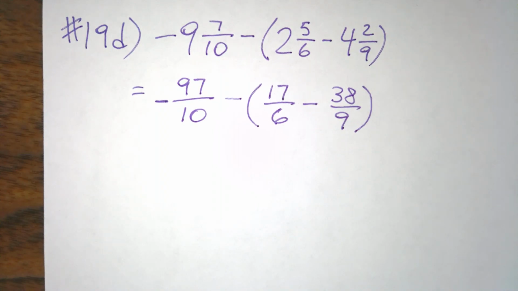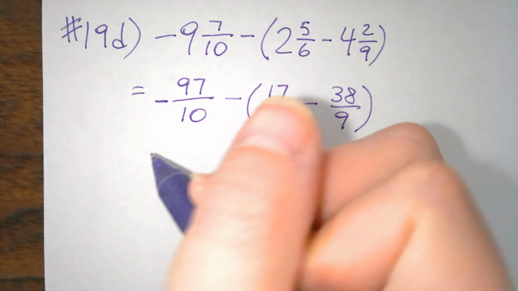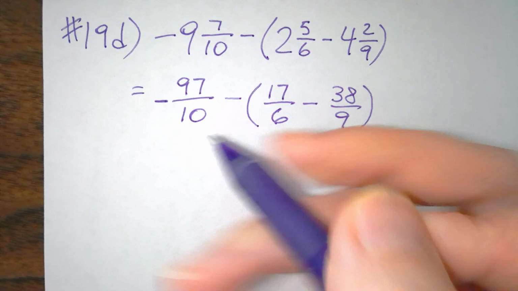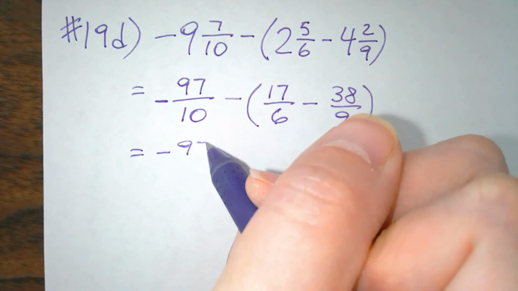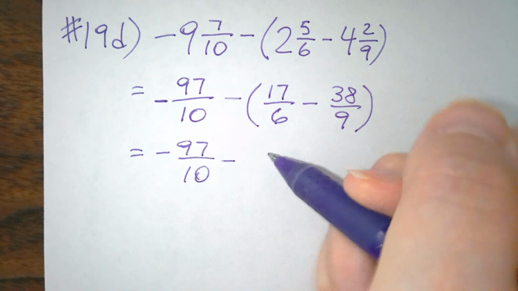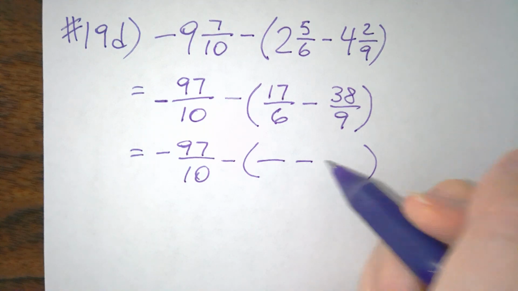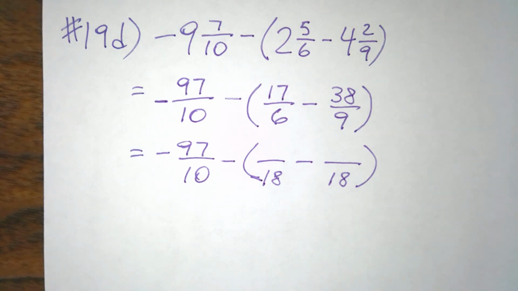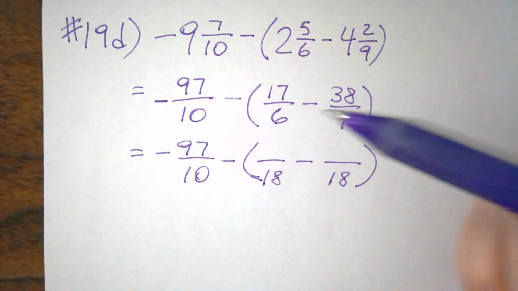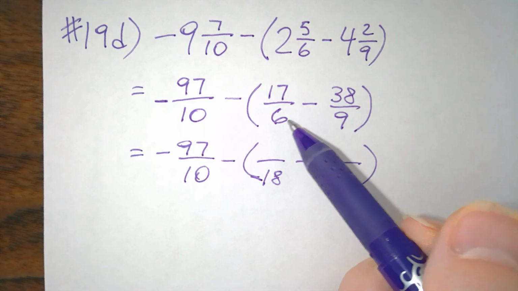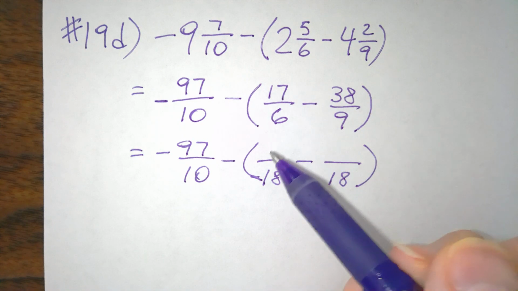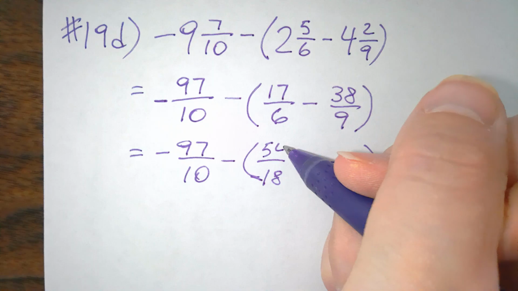Next step. What's my next step? James. Right, this bracket, because of BEDMAS, we should do the brackets next, but I can't just subtract it, so what do I need? Good. Okay, so the lowest common denominator between them is 18. So 6 times 3 gives you 18. So 17 times 3, you get 51.